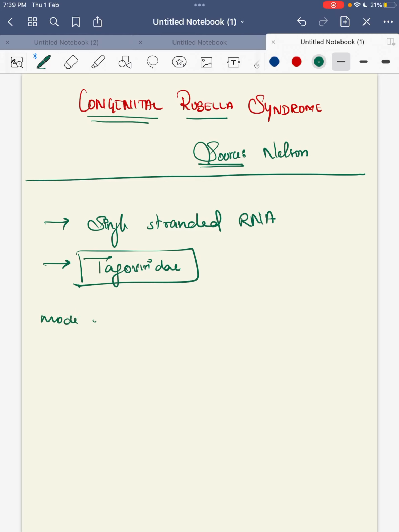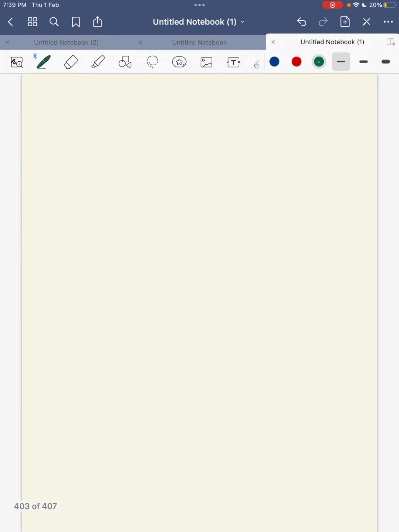As for its mode of entry, today we are reading only congenital rubella syndrome, so the mode of entry is through the transplacental route. But this can also be spread through droplets. Since we are reading congenital today, we are reading only about the transplacental route, its pathogenesis and clinical features here.